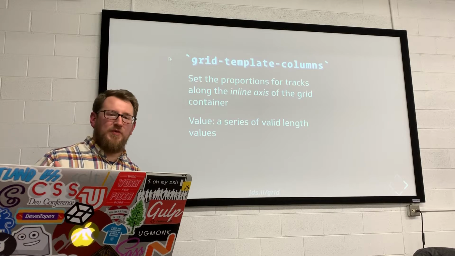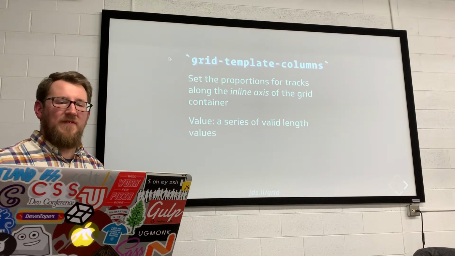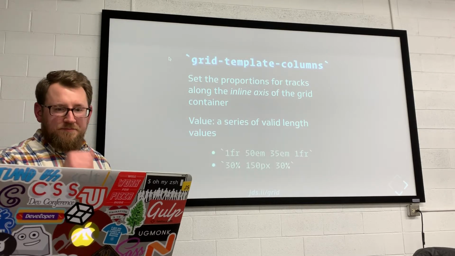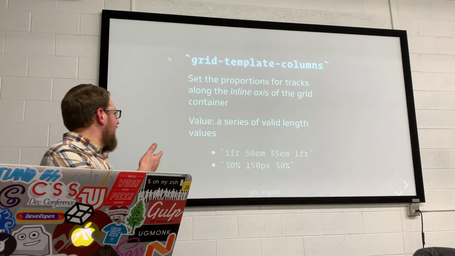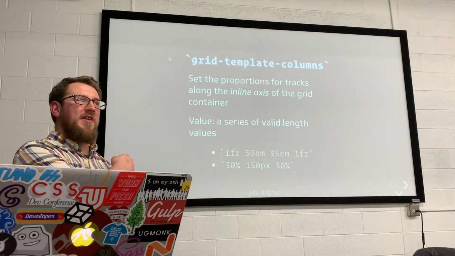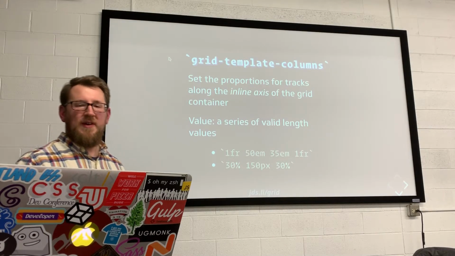And what are the values we can pass to the grid template columns property? Any series of valid length values. Whole bunches of them available: ems, rems, pixels, percents. You may see a value you're not used to there, the FR unit. We're going to cover that when we get to the new properties available to us.